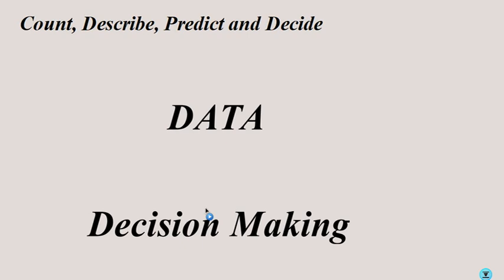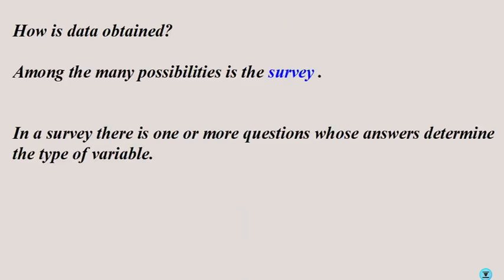But data is not always a price. It is sometimes obtained from surveys. You ask people about something, and the answer to their question is a piece of data. Now, the answers differ, and the type of answer determines the type of data. Let's see what that means.